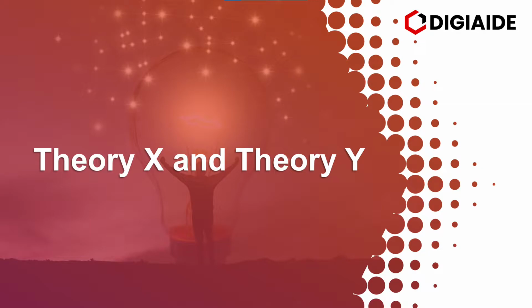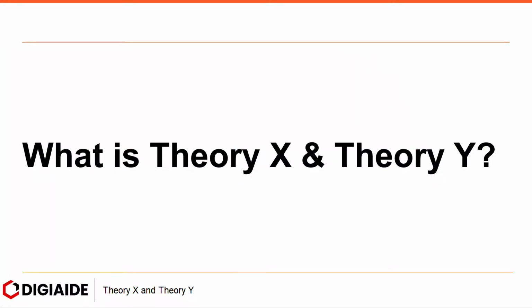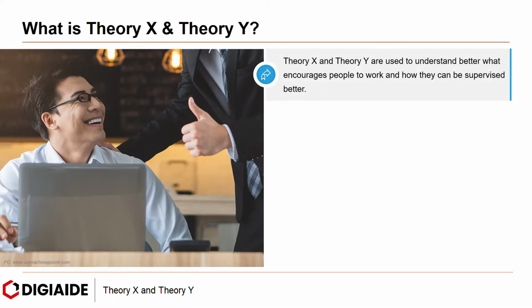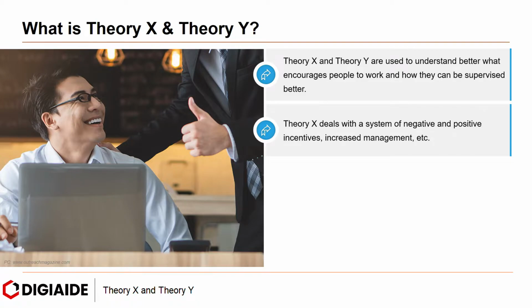In this video, we are going to cover the topic on Theory X and Theory Y. Now let's start with what is Theory X and Theory Y. Theory X and Theory Y are used to understand better what encourages people to work and how they can be supervised better. Theory X deals with a system of negative and positive incentives, increased management, etc.